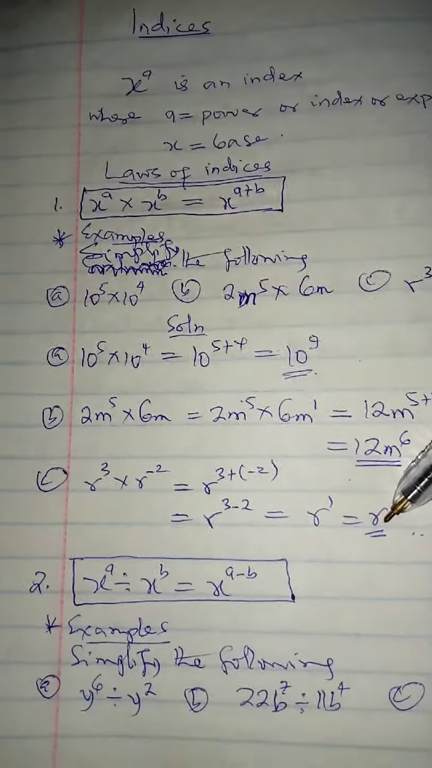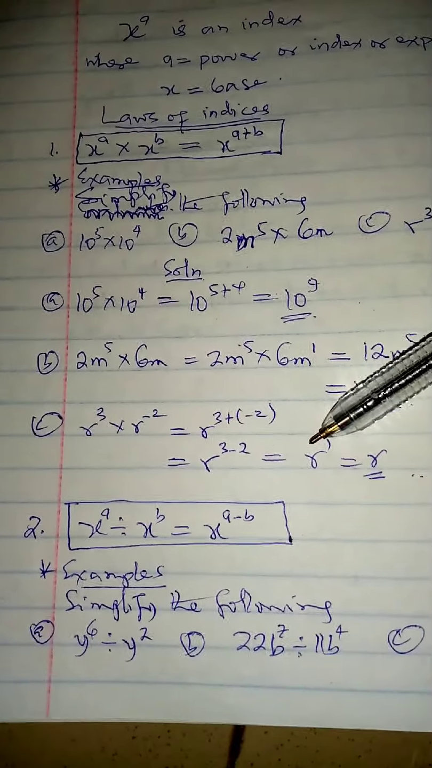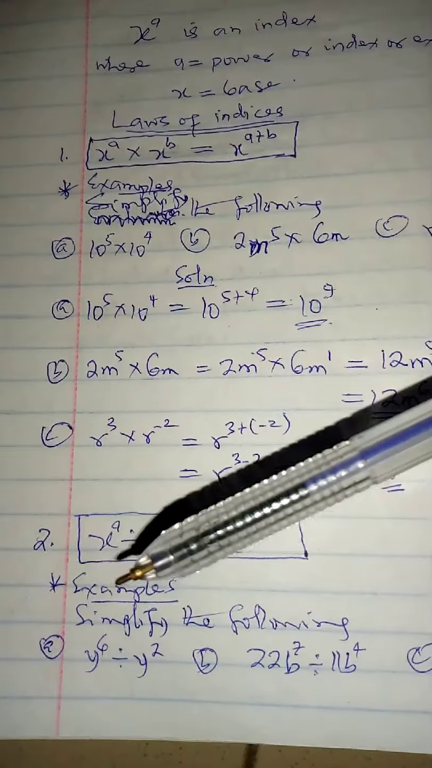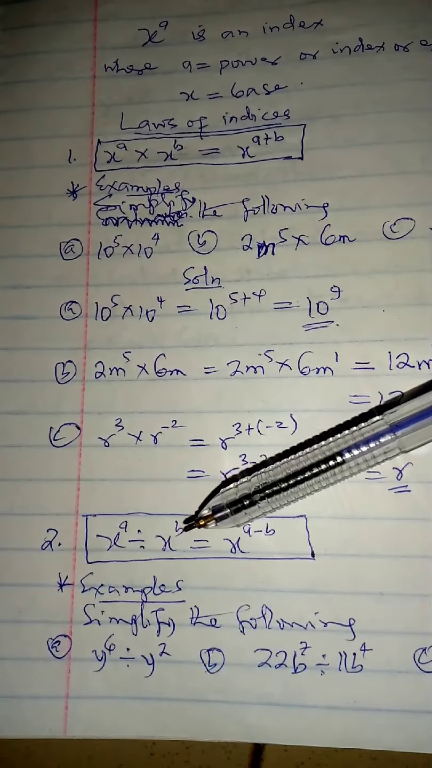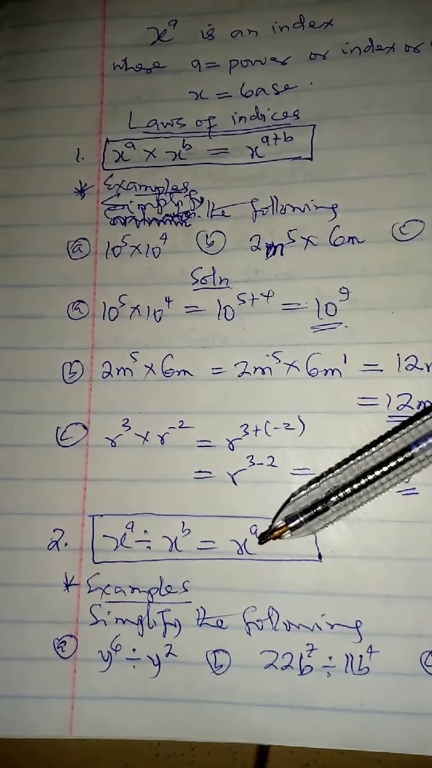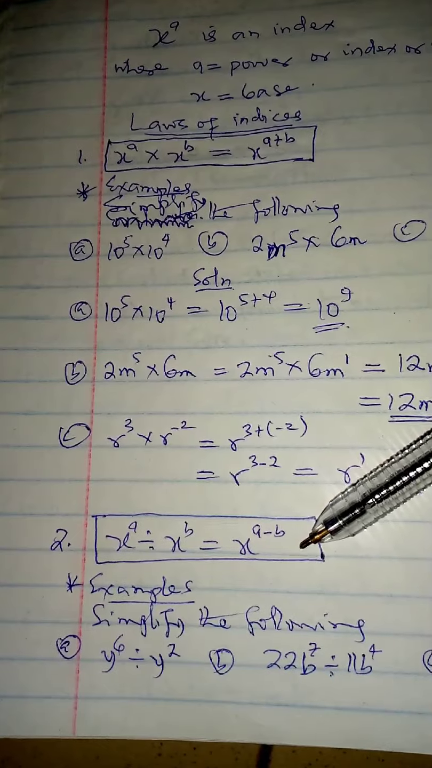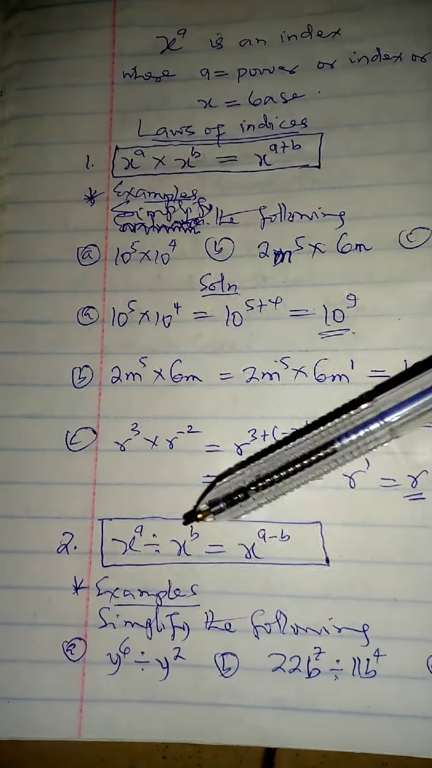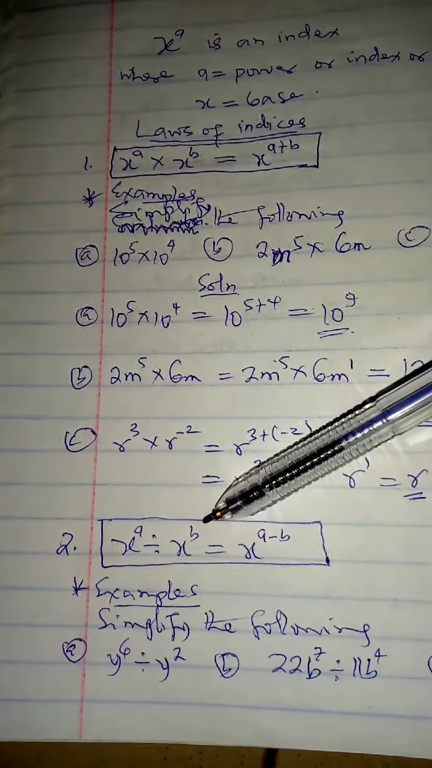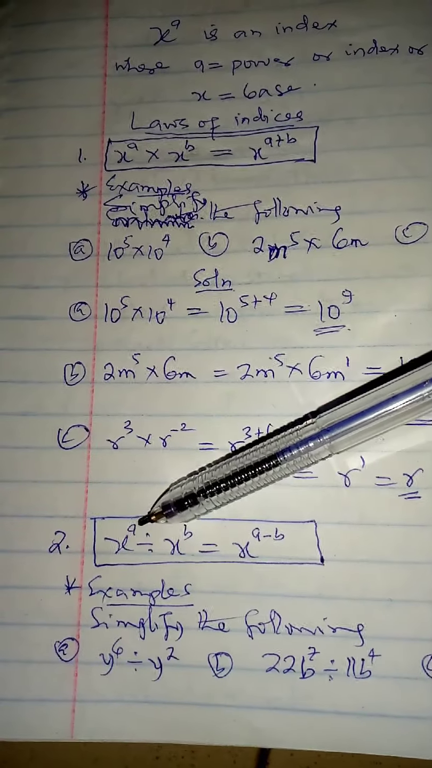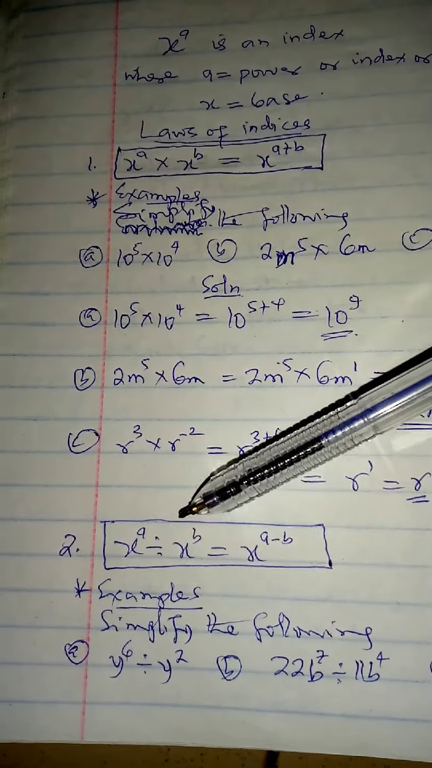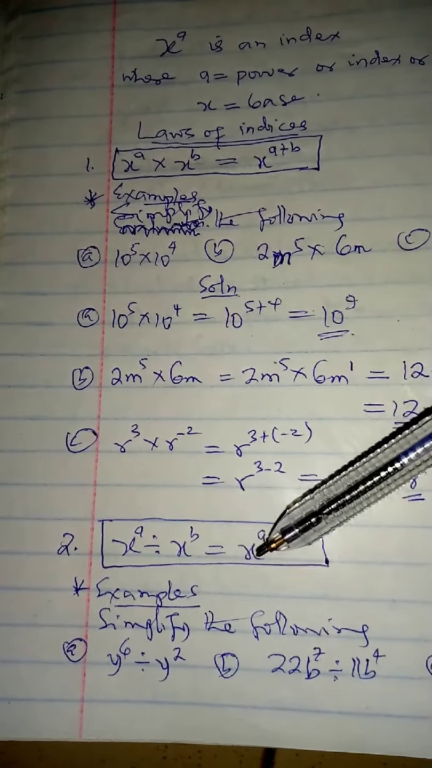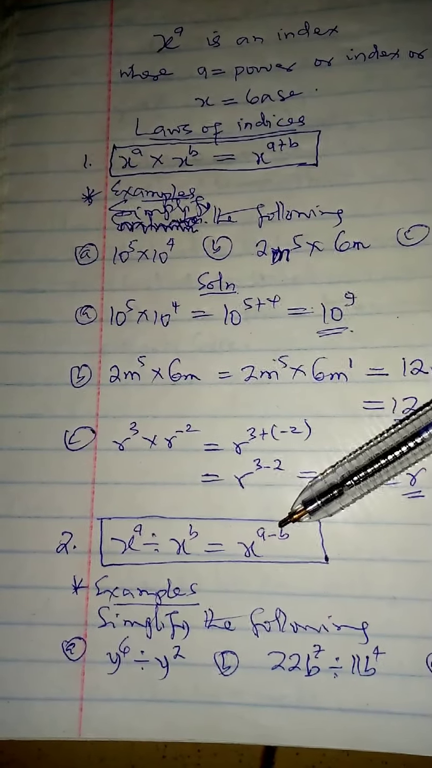Law number 2. When you divide two indices with the same base, you write one base and subtract the powers in this order: first power minus the second power. Therefore, x raised to power A divided by x raised to power B becomes x raised to power A minus B.